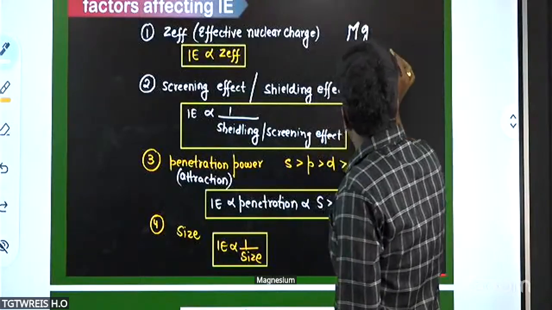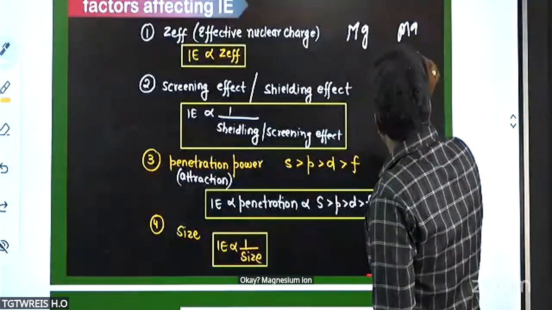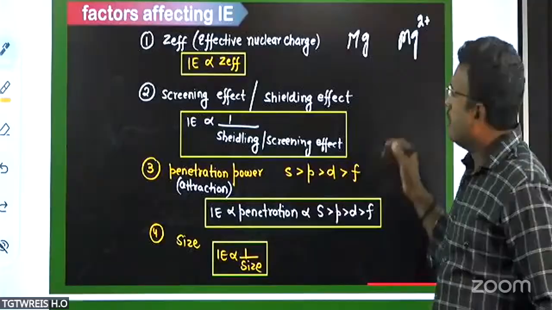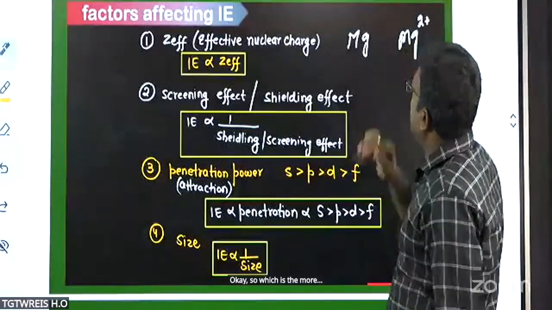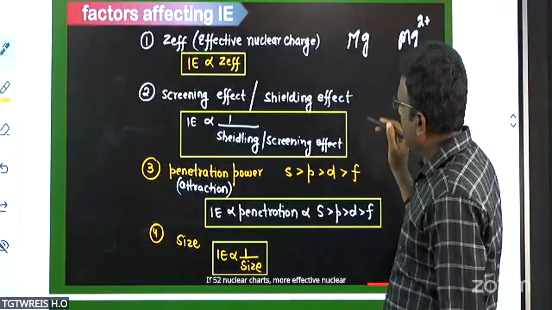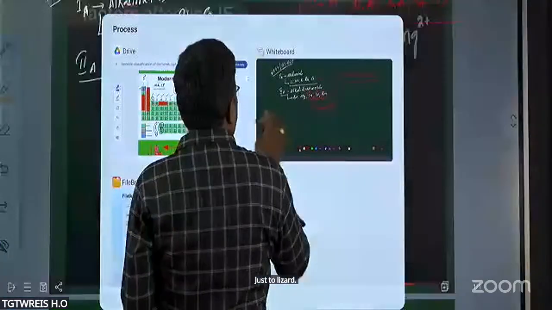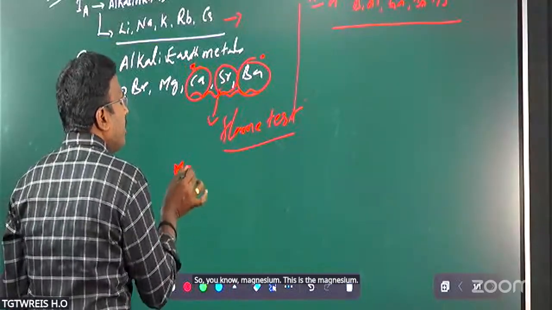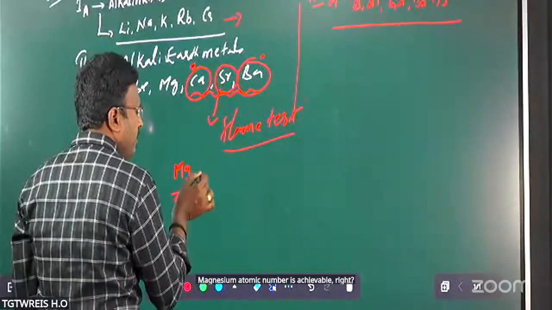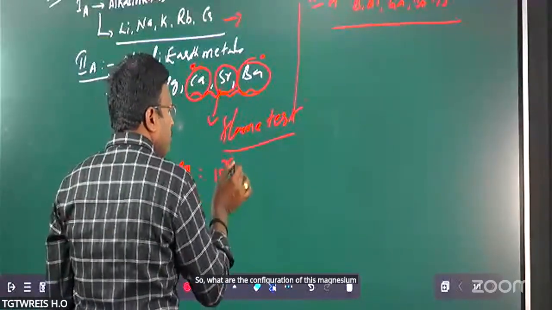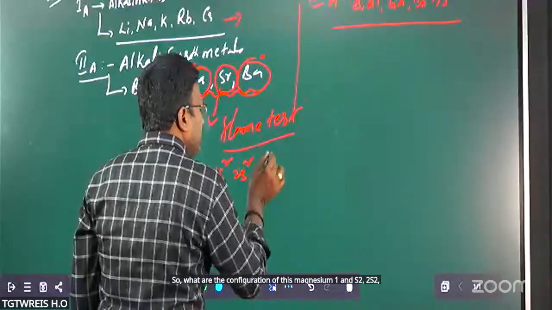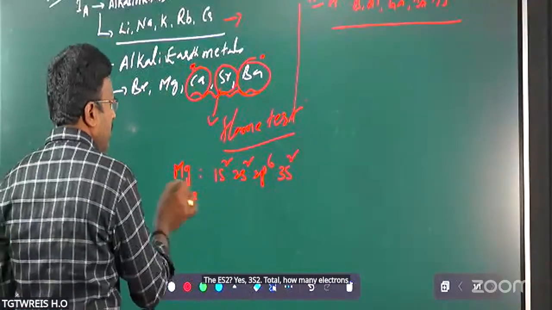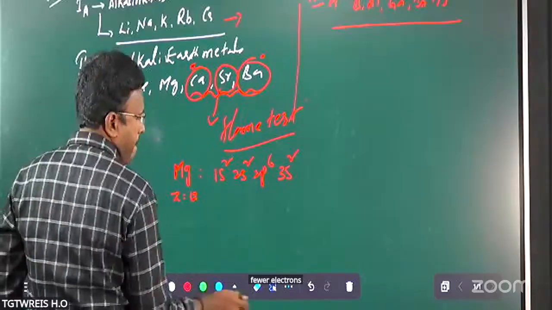Magnesium atom is there. Okay, magnesium ion is there. Which has the more effective nuclear charge? Just listen. You know magnesium. Magnesium atomic number is 12, right? What is the configuration of magnesium? 1s2, 2s2, 2p6, 3s2. Total, how many electrons? 12 electrons are there.